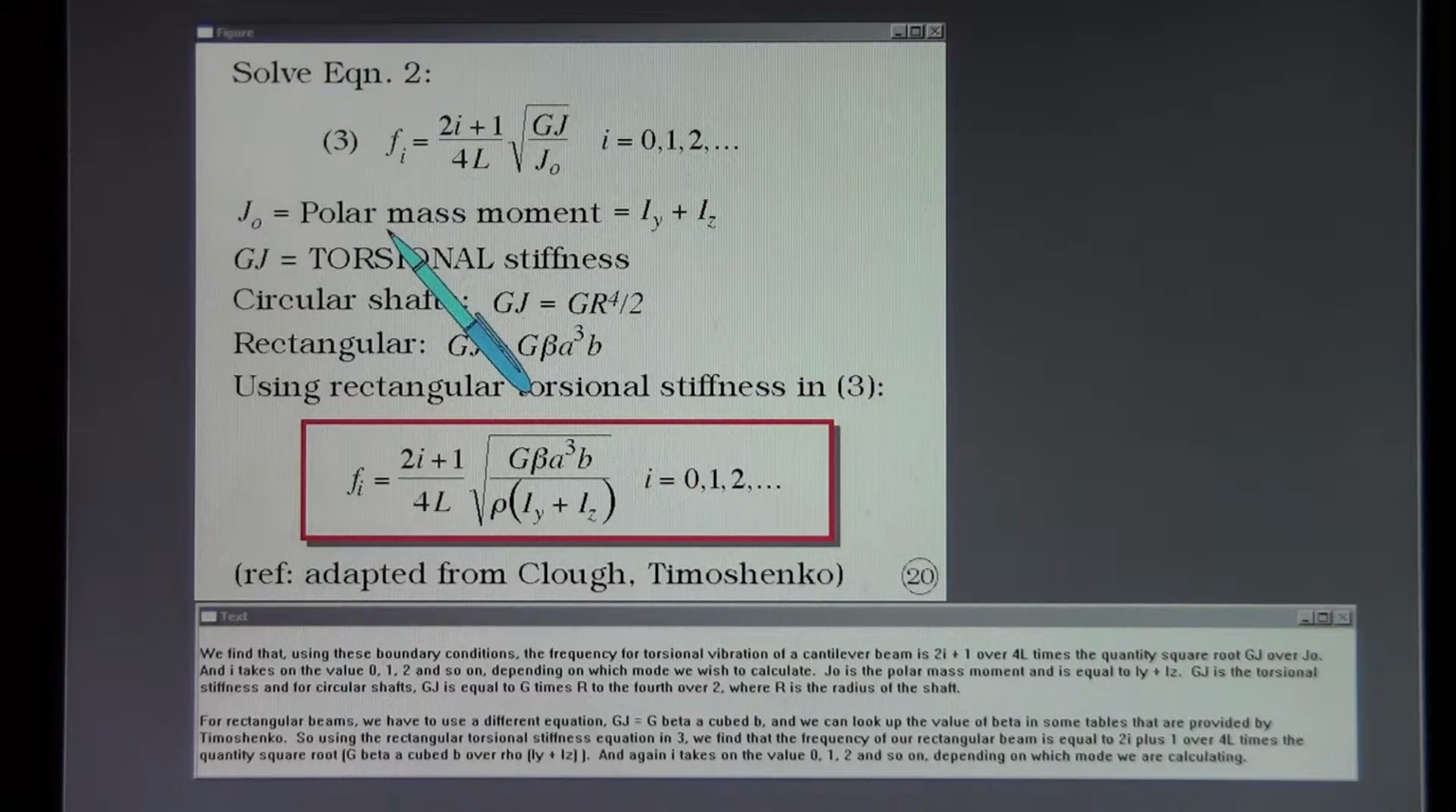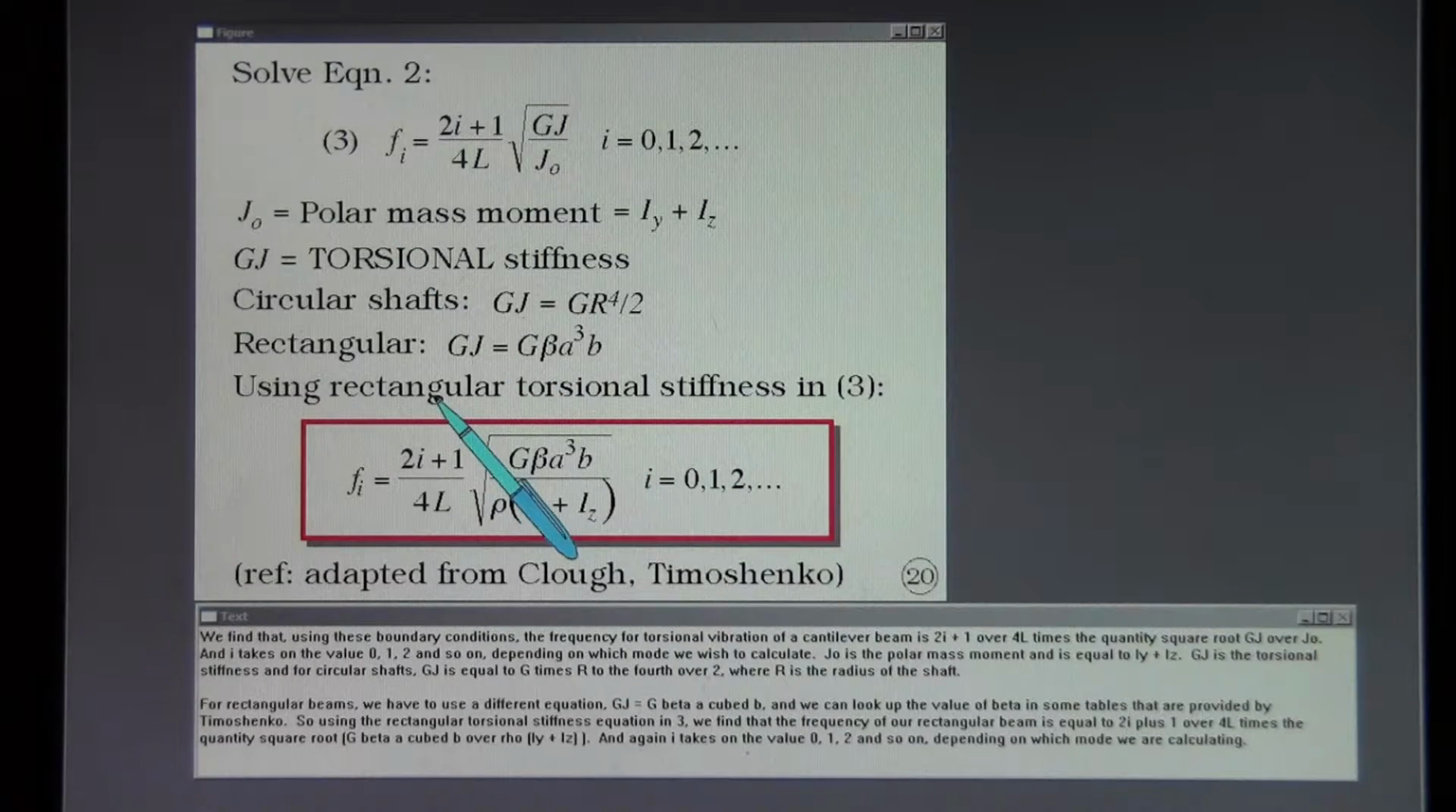So using the rectangular torsional stiffness equation in 3, we find that the frequency of our rectangular beam is equal to (2i plus 1) over 4L times the square root of G beta a cubed b over rho times (I sub y plus I sub z). And again, i takes on the value of 0, 1, 2, and so on, depending on which mode we are calculating.